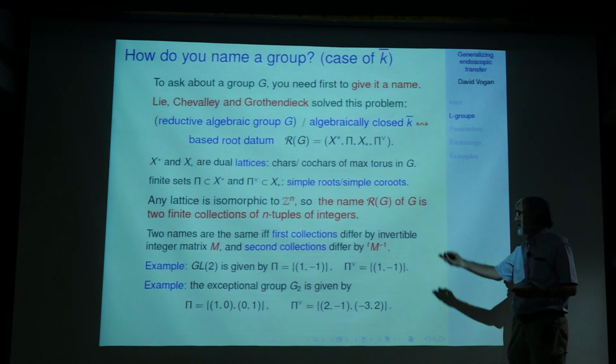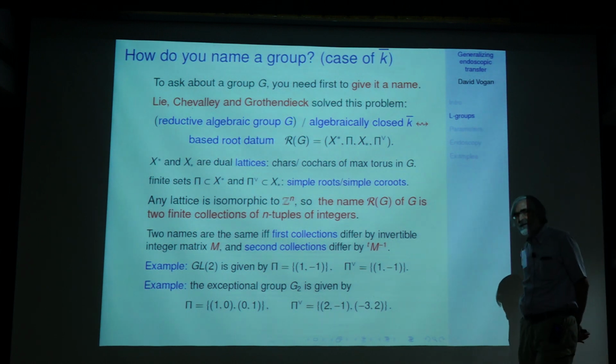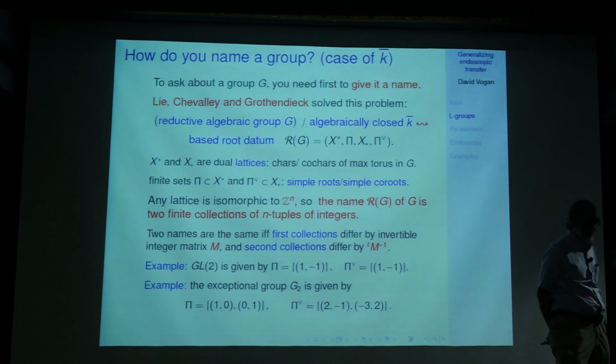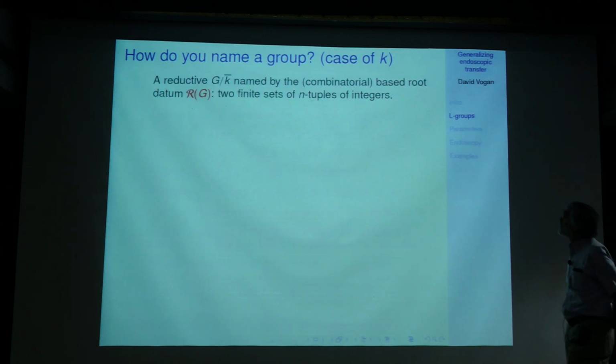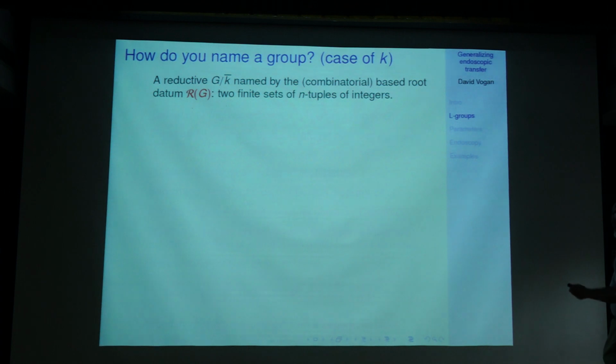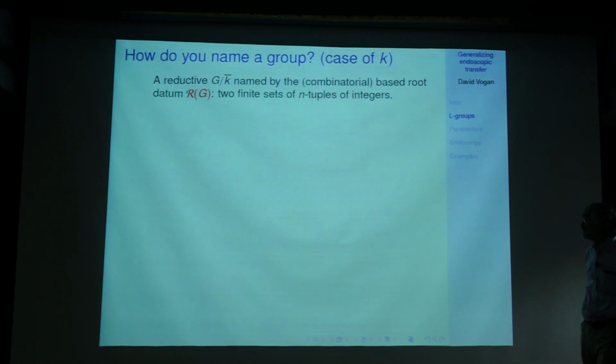Another thing which is wonderful about this naming convention is that computers can understand it. You don't need to know a great deal about computer programming to be able to input n-tuples of integers. So that's good. What I said on the last slide is that to name a reductive group over an algebraically closed field, basically you have to write down two finite sets of n-tuples of integers.